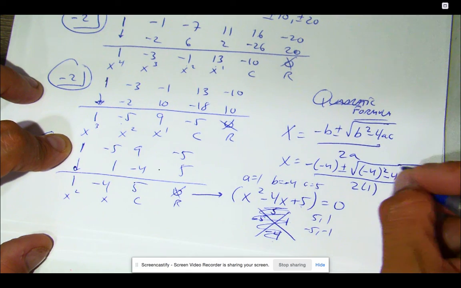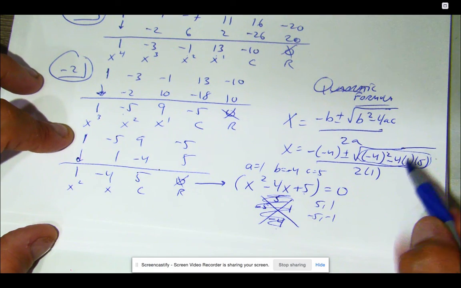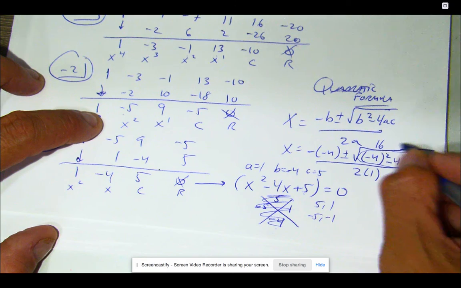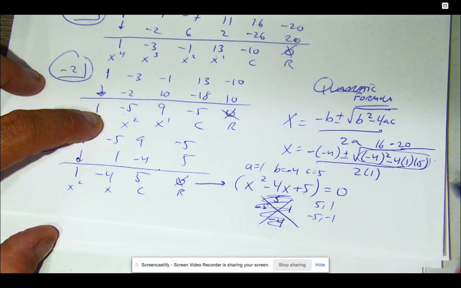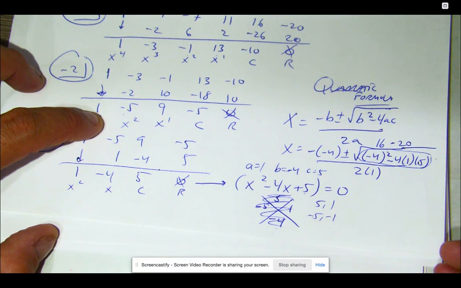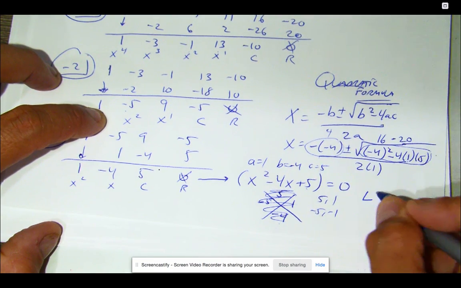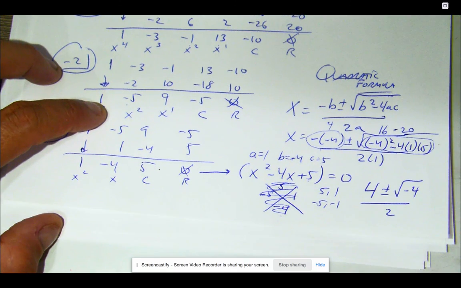Okay, so I'm going to figure out the answer for the discriminant first. The discriminant is the thing that's underneath the square root. This makes 16 minus 20. 4 times 1 is 4, times 5 is 20. Now, if I put those together, I get an answer of negative 4. This makes positive 4. So I get 4 plus or minus the square root of negative 4, all over 2.